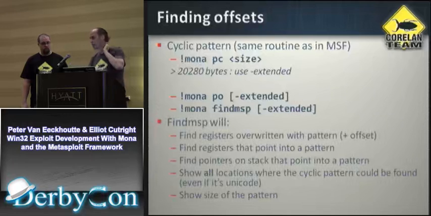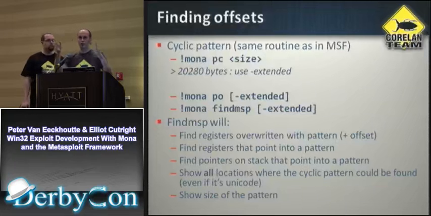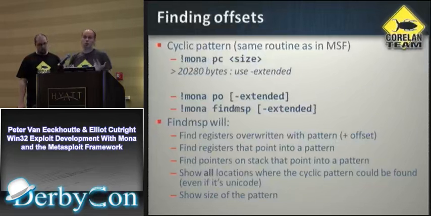Now, Mona also has a find MSP function, and what the find MSP function will do is look at all the registers. It will detect the registers that are overwritten with a Metasploit pattern or point at a part of the Metasploit pattern, and it's going to give you the offset to that register, to that location in the pattern. That includes EIP, of course.